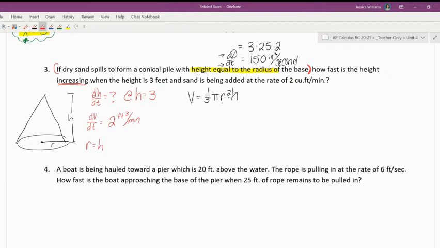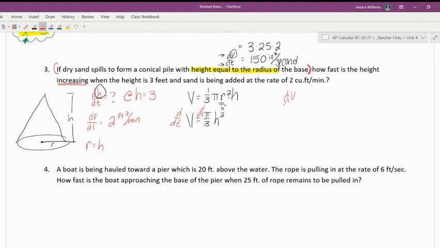So let me just go replace all my R's with H's or all my H's with R's. And it matters which one you choose. I'm going to choose to replace all my R's with H's because I want to make sure I have an H in my derivative after I've taken my derivative. So I'm going to use this version of volume. I'm going to make it pi over 3 just to keep all my constants together. This would be h squared. H squared times another h makes an h cubed. And now I'm ready to take a derivative, both sides, with respect to time.